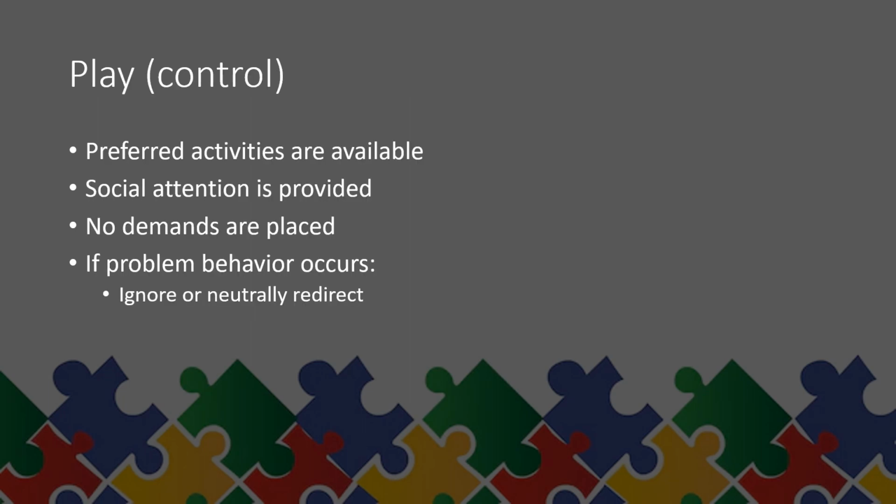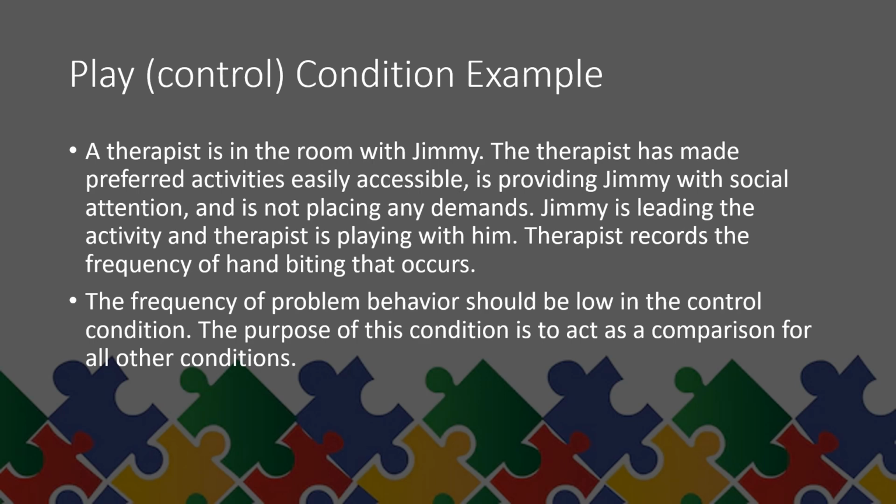In the play condition, preferred activities are made available to the individual, social attention is provided, and no demands are placed. If a problem behavior is to occur in this condition, you are to ignore it or neutrally redirect the behavior. In this example, a therapist is in the room with Jimmy, and they have made preferred activities easily accessible, are providing Jimmy with social attention, and not placing any demands. Jimmy is leading the activity, and the therapist is playing with him. The therapist records the frequency of hand-biting that occurs throughout the session.